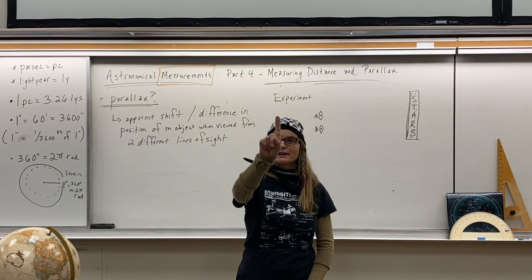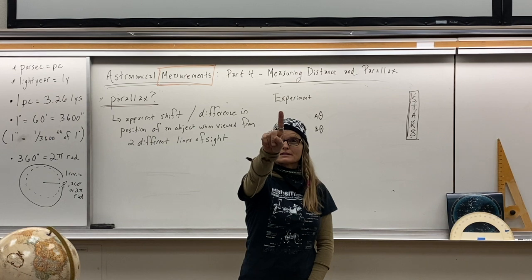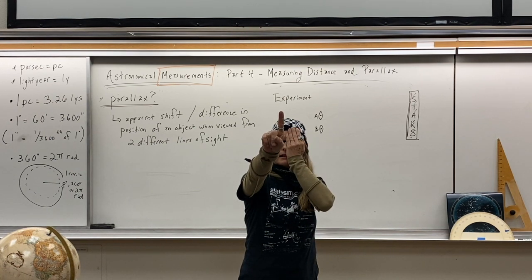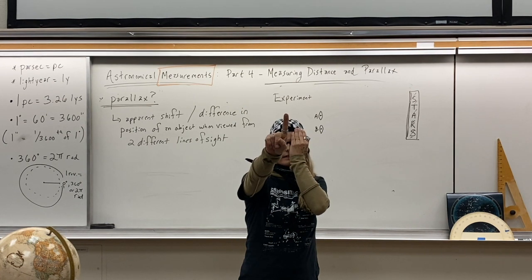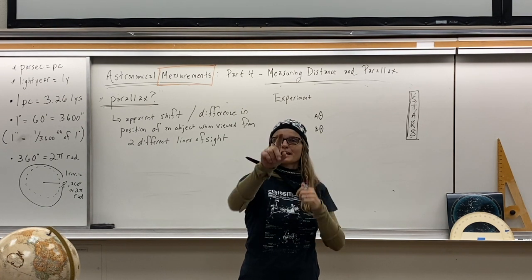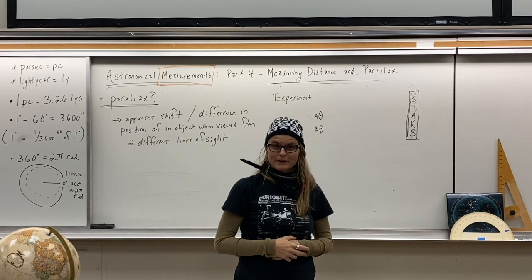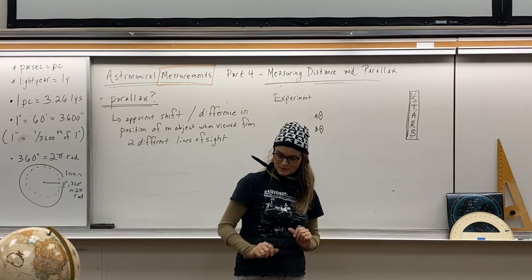You could just take your finger and put it in front of a sign, cover your left eye, uncover it, and then cover your right eye. And it seems like there's a shift with respect to the background of your finger. Well, that's how stars work too.